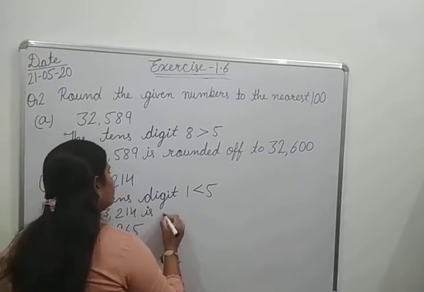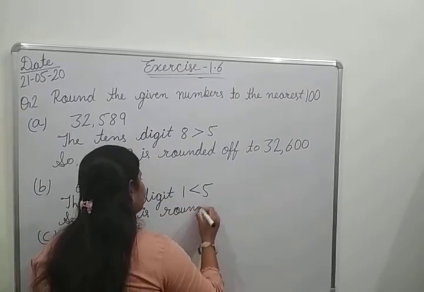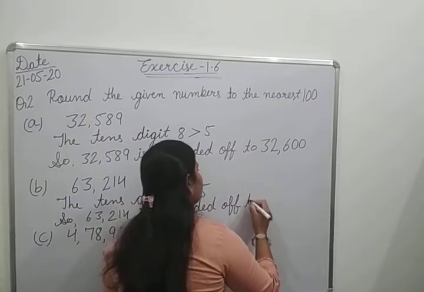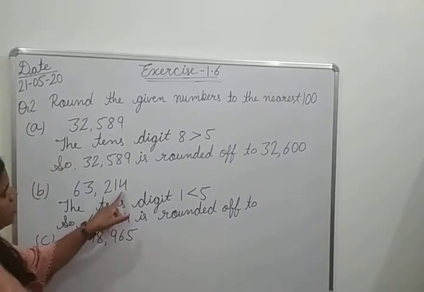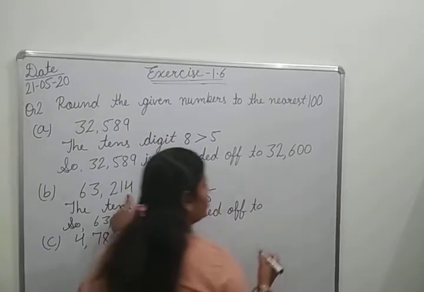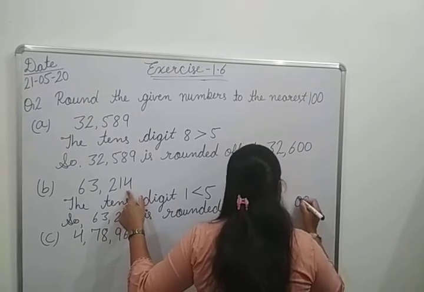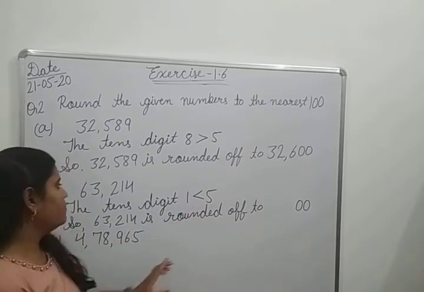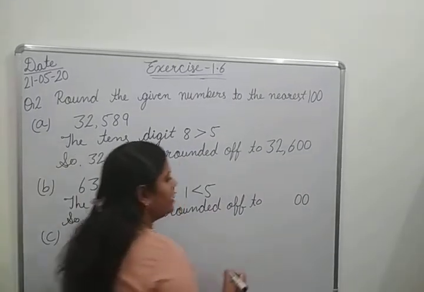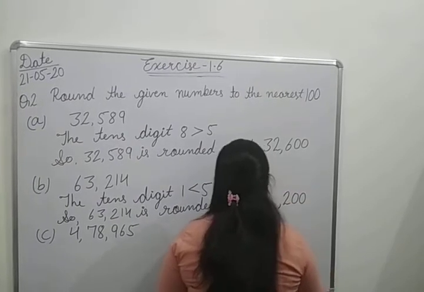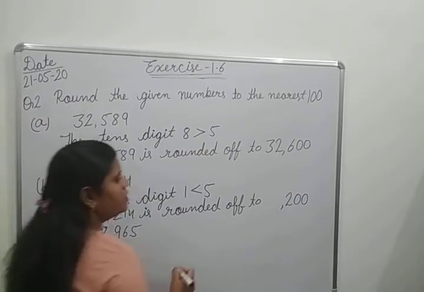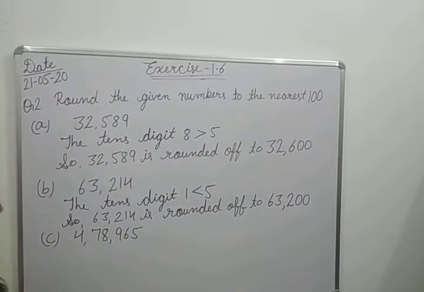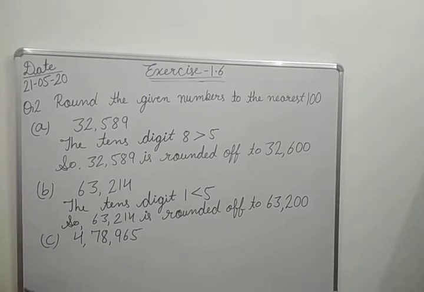63,214 is rounded off to, what we do? On the ones digit here we replace by 0 and the tens digit also. Now here our tens digit is 1, which is less than 5. So we don't increase 1. We will write same. It means 2. Okay. And the remaining digits same we will write. It means 63,200.